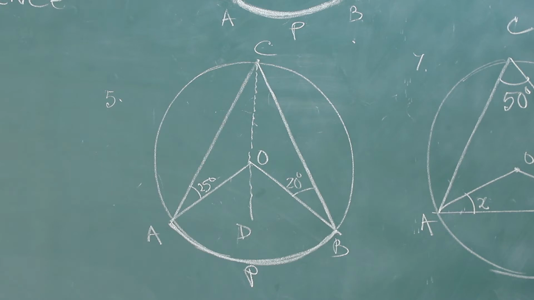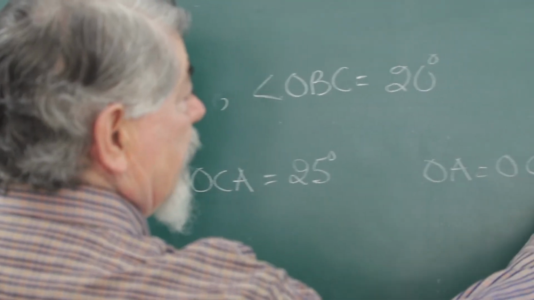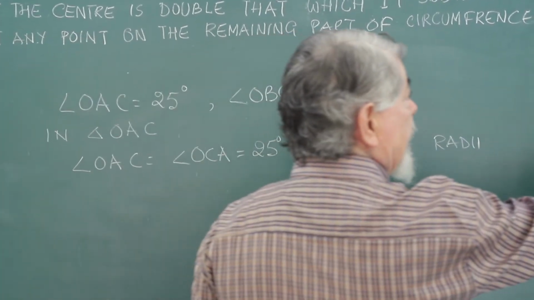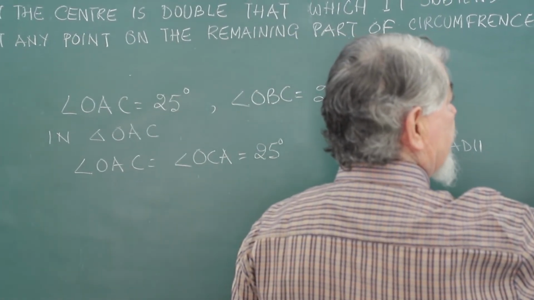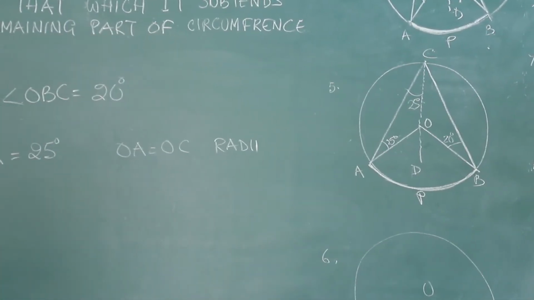We are going to pick up the triangle OAC. In triangle OAC, I would say that angle OAC is equal to angle OCA, which is equal to 25 degrees, because OA is equal to OC, radii of the same circle. This is 25, this is 25, so the two angles will be equal.